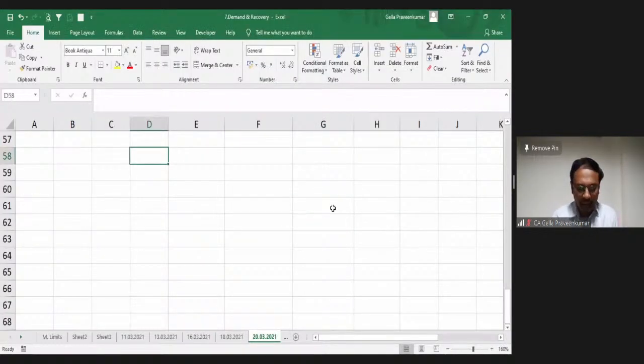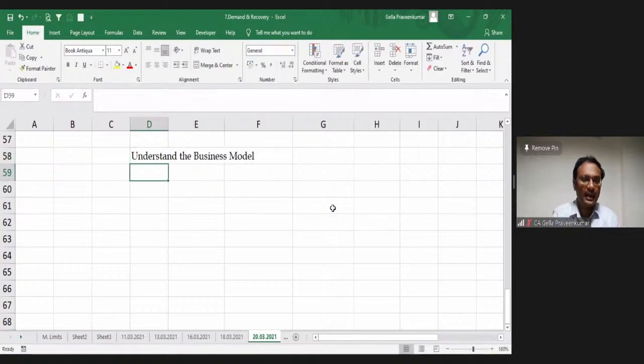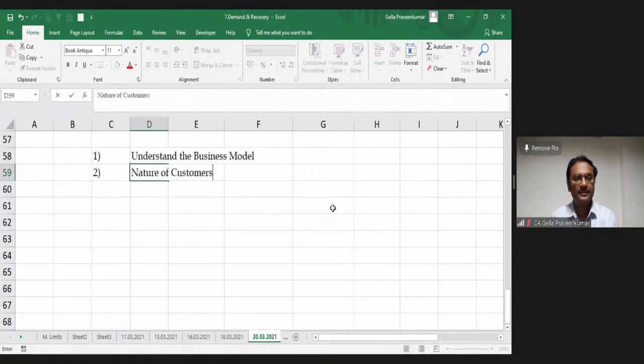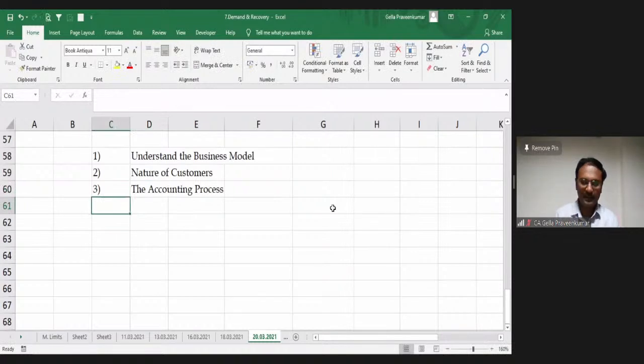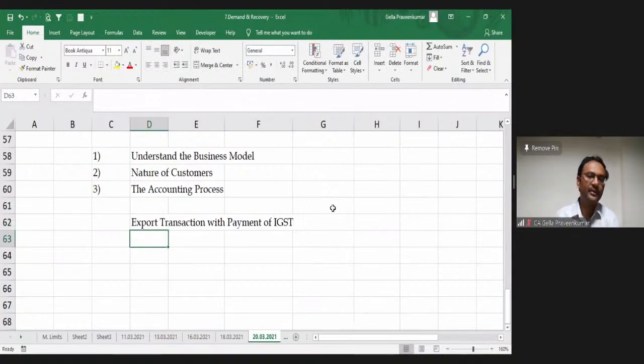First and foremost, you need to understand the business model. Then understand the nature of your customers. Understand the accounting process. This is very important for you to understand. Assuming there is an export transaction with payment of IGST. There is an export transaction with payment of IGST.